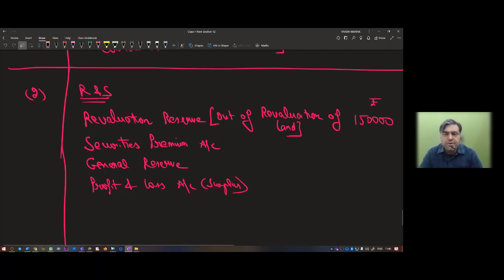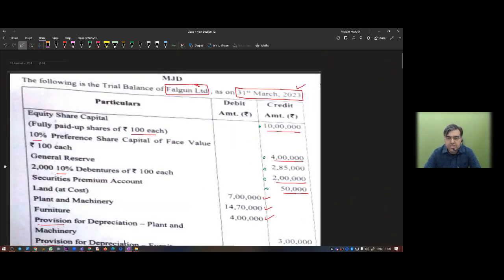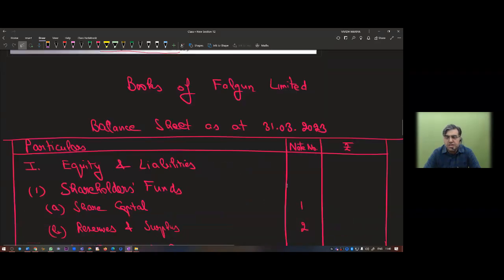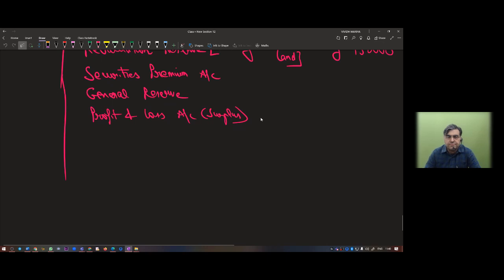general reserve, profit and loss account surplus. Let's find the information and come back. On the credit side, you will find the general reserve. The general reserve is 2,85,000. Securities premium is 2 lakhs.